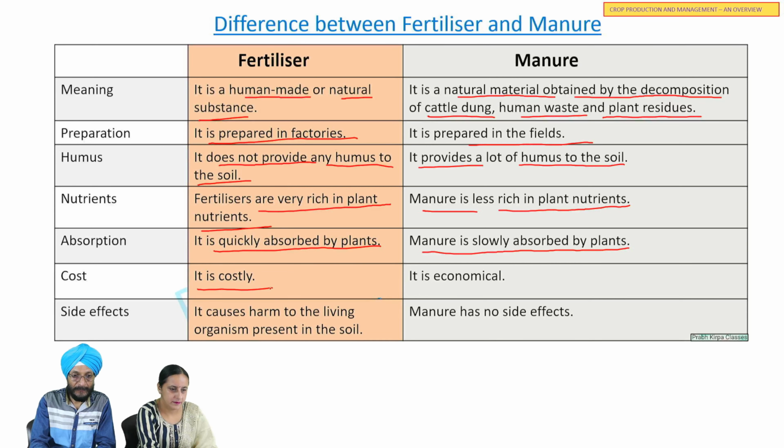Fertilizer is costly. On the other hand, manure is economical. In the case of fertilizer, it causes harm to the living organisms present in the soil, whereas manure has no side effects.